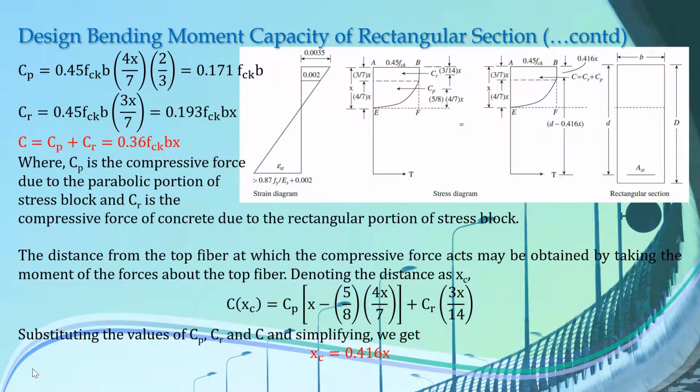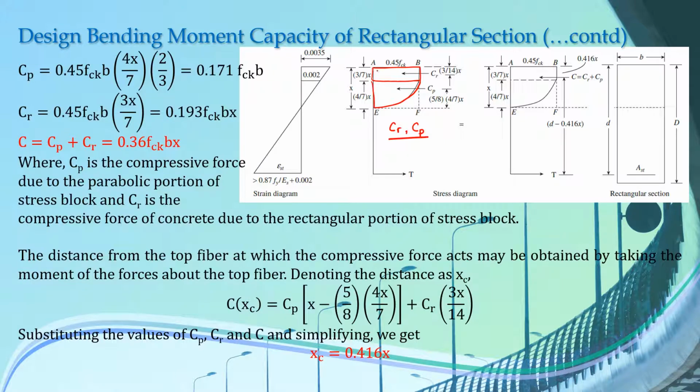Now let's do what we just discussed in those four steps. First here, what we have done is we have divided this stress block into two zones. One is this rectangular block and another is this parabolic block. So the compressive force represented by this rectangular block is Cr, and the compressive force represented by this parabolic block is Cp.